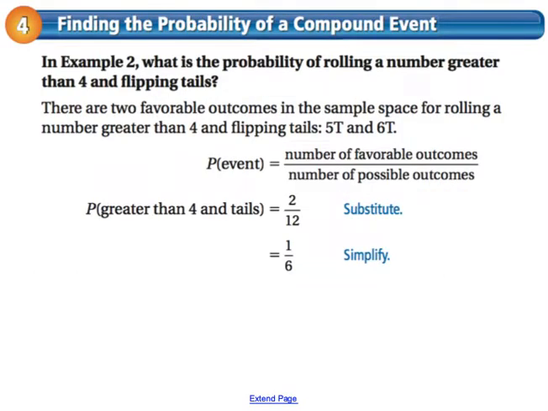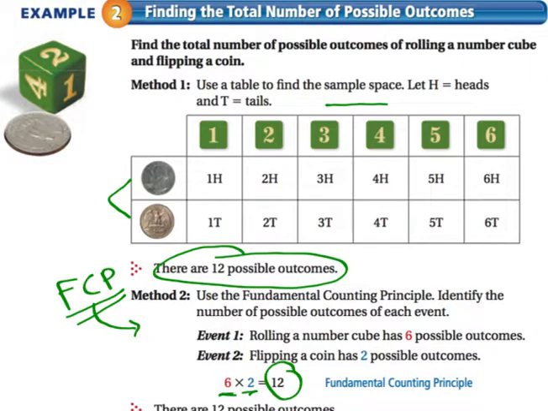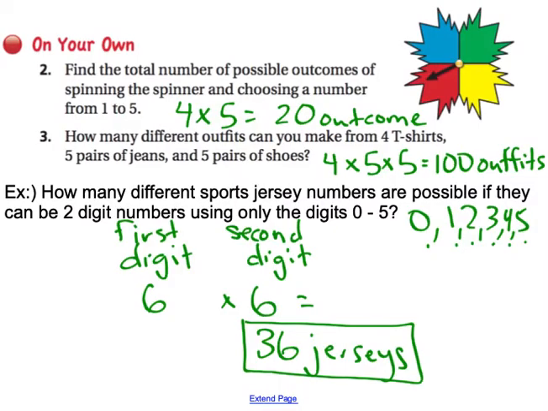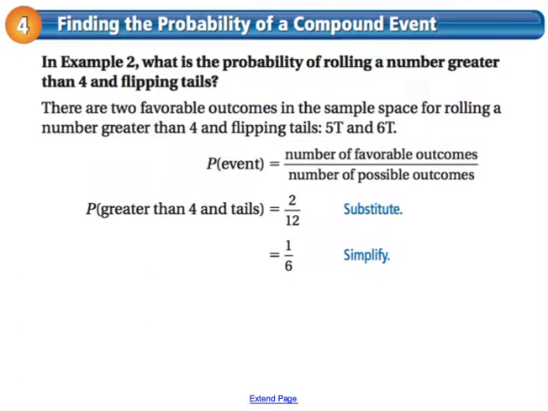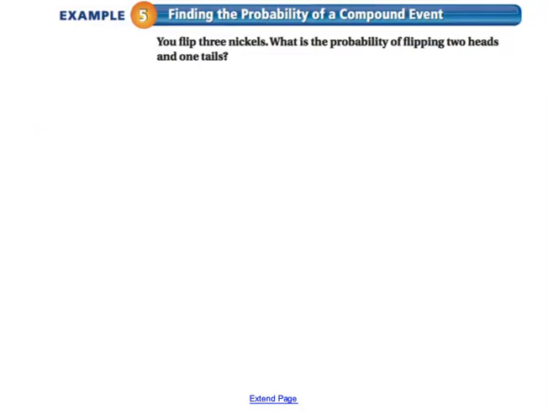In example 2, what's the probability of rolling a number greater than 4 and flipping tails? Let's go back to example 2. A number greater than 4 and tails. Well, the only ones that actually are greater than 4 and tails are 5 tails and 6 tails. So there are 2 favorable outcomes in the sample space. It's 5t and 6t. So it is 2 out of 12, which does reduce down to 1/6. The probability of getting a number greater than 4 and tails is 1 out of 6.